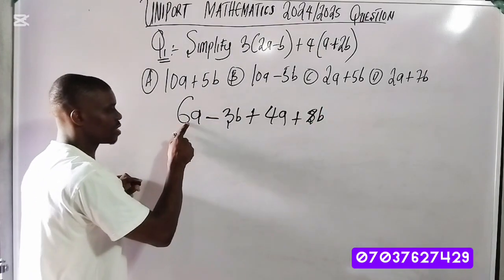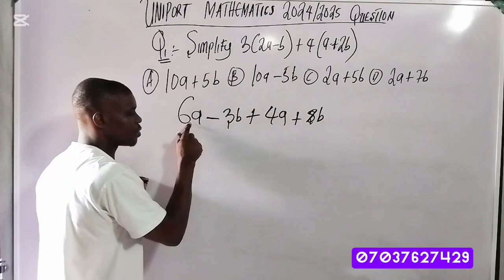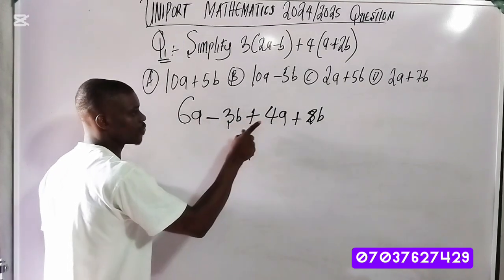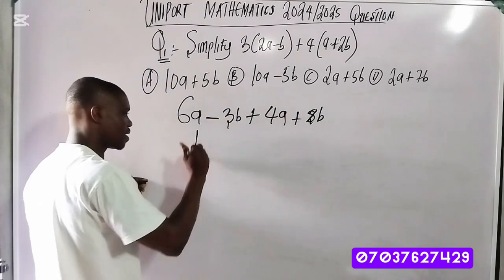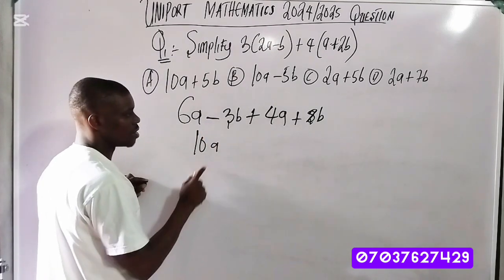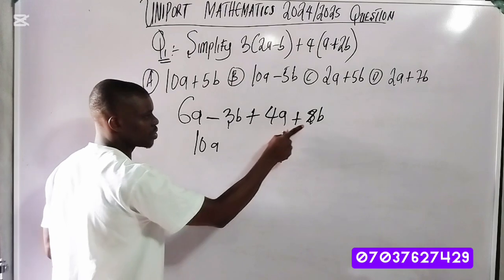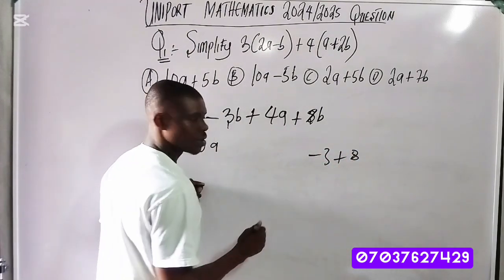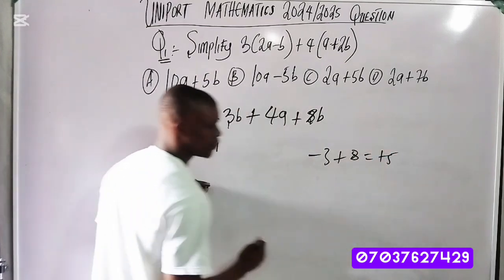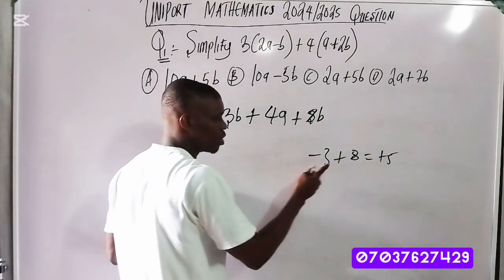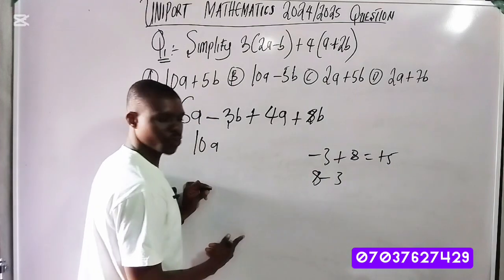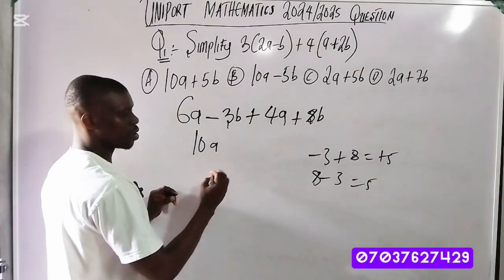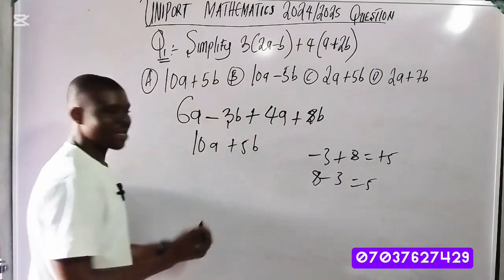So 6a plus 4a is 10a. Then minus 3b plus 8b: minus 3 plus 8 is plus 5, just like 8 minus 3 is 5. So here we have plus 5b. As easy as this.